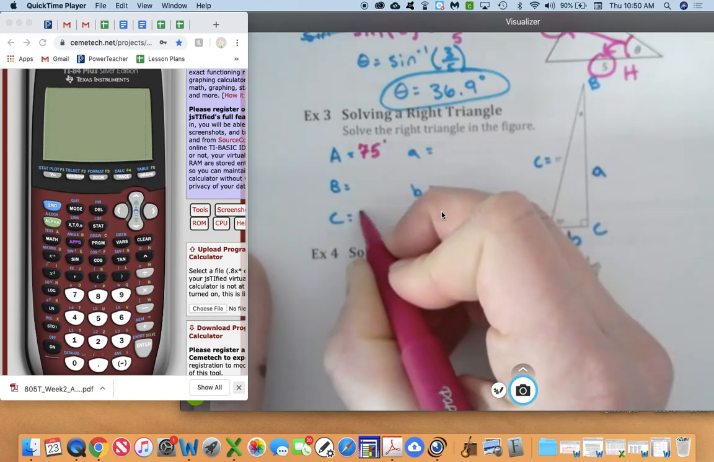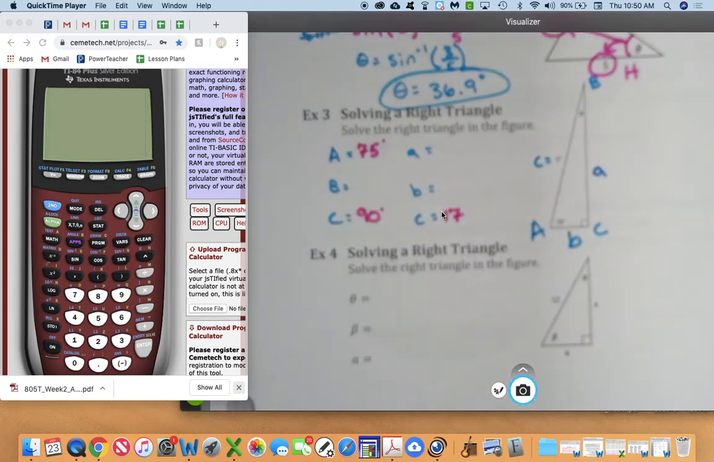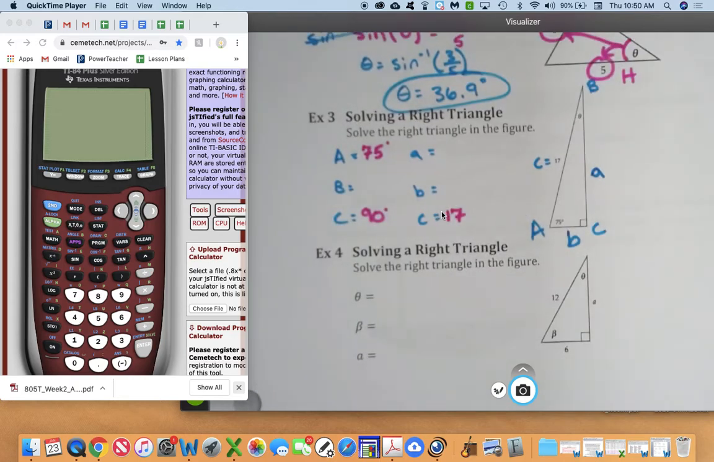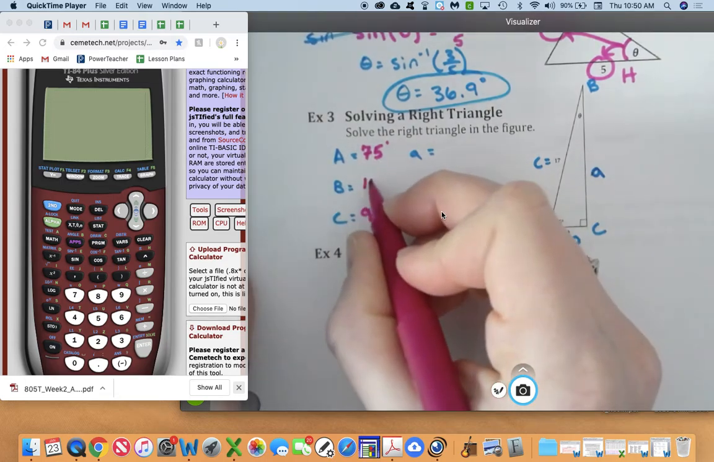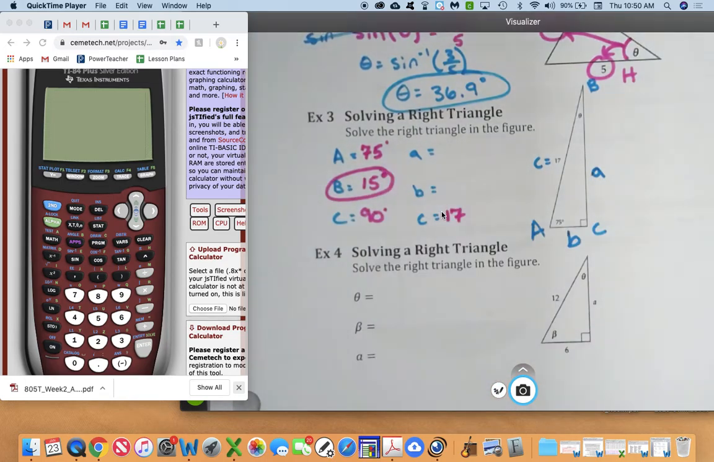Okay? Which one is really, really easy to solve for now? Capital B. Can we solve for capital B really easy? Yes, because they have to add up to be 180. 90, 75 has to add up to be 180 with angle B. So what's angle B? 15. Okay, so I know that for sure. This is one of the things that we've solved for. B is 15.